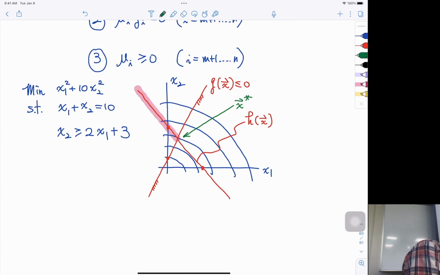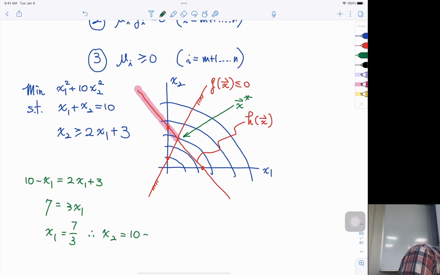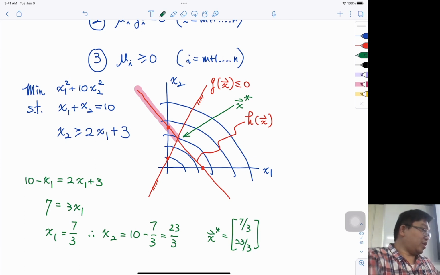So basically, x2 equals 10 minus x1 and equals 2x1 plus 3. So at the end I have 3x1 equals 7. x1 is 7 over 3. So x2 is 10 minus 7 over 3, so that's 23 over 3. So at the end, the optimal is 7 over 3, 23 over 3. Okay? It's based on a graphical approach.